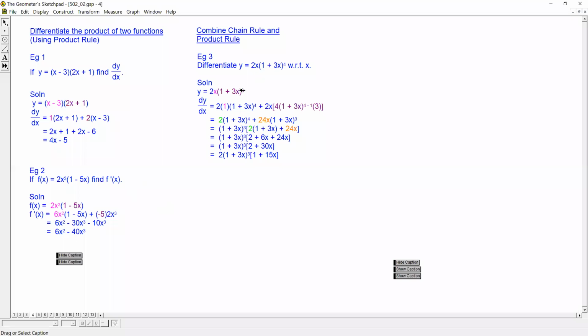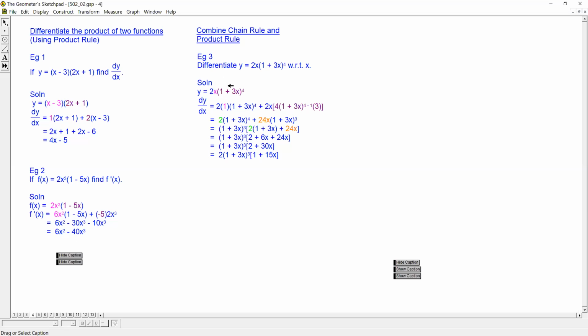Now in this example 3, I want to show you a different approach. The number 2 here, I'm not going to give it to the x. So I consider x as a function and the bracket behind as another function. Then how to deal with the 2? The 2 is considered a number. You just put it outside and don't differentiate it, just leave it there.